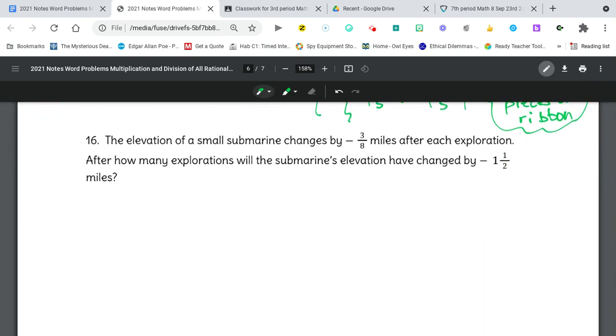Okay. Let's look at 16. The elevation of a small submarine changes by negative 3/8 miles after each exploration. So they're exploring something. And after negative 3/8 miles, they stop. So why do they use the sign negative? The sign is negative on the 3/8 to help you see that they go down 3/8 of a mile. And then they stop and explore. They'll go down another 3/8 of a mile. They'll stop and explore. All right, so it says, after how many explorations will the submarine's elevation have changed by negative 1 1/2 miles? So this is the total amount of miles it's changed by.